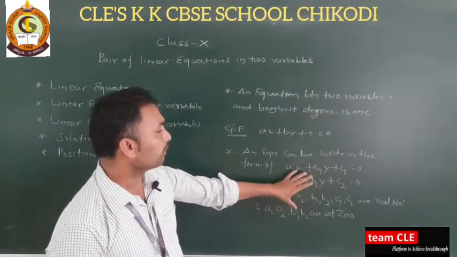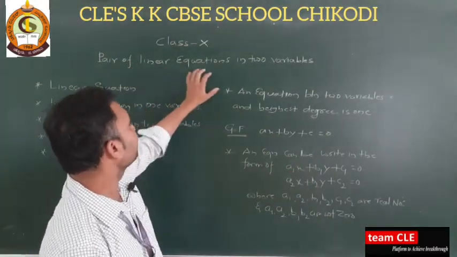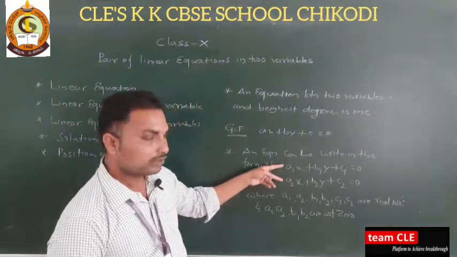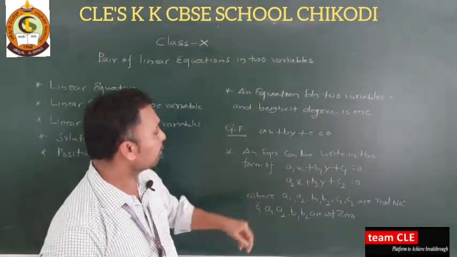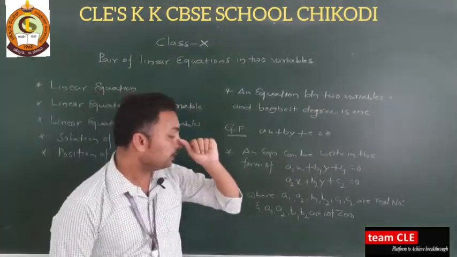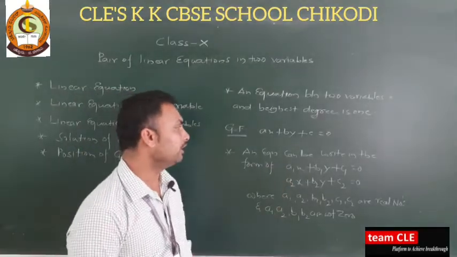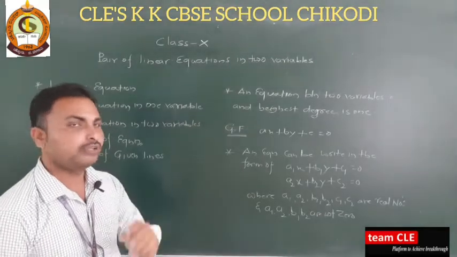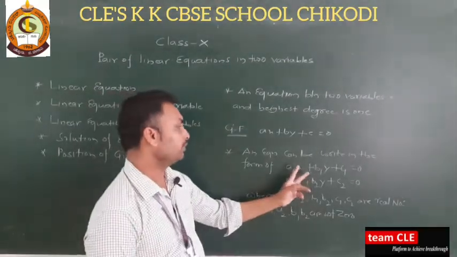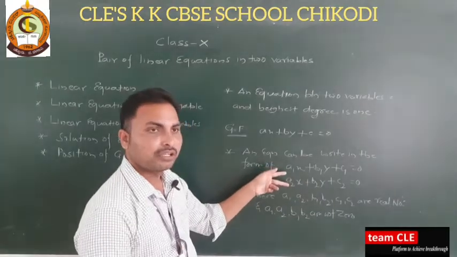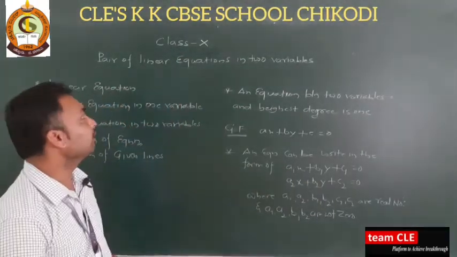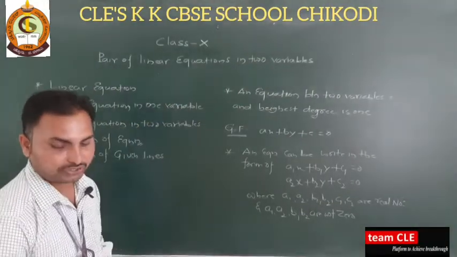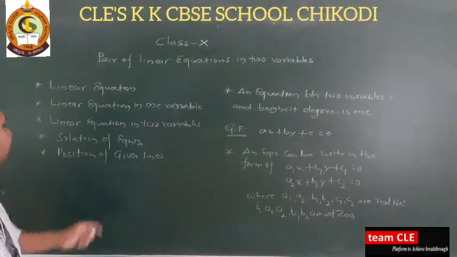So these kinds of equations are a pair of linear equations in two variables. Each of these is also a linear equation in two variables, but since we have a pair, it is called a pair of linear equations. I hope you understood what is meant by a pair of linear equations. Now next one, solution of equation.